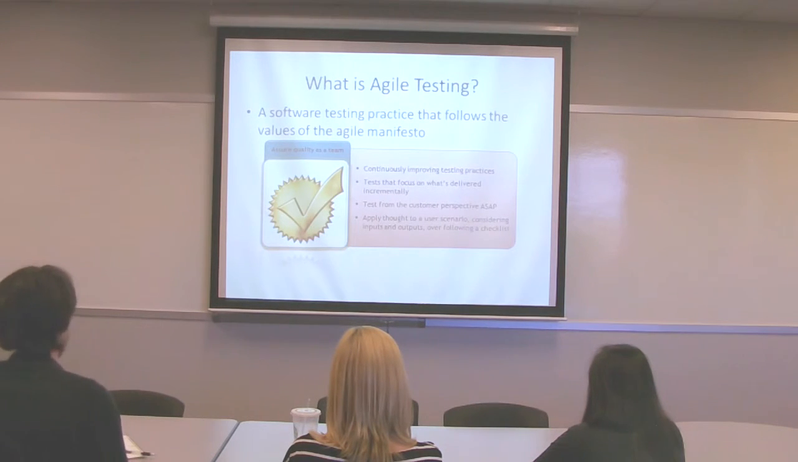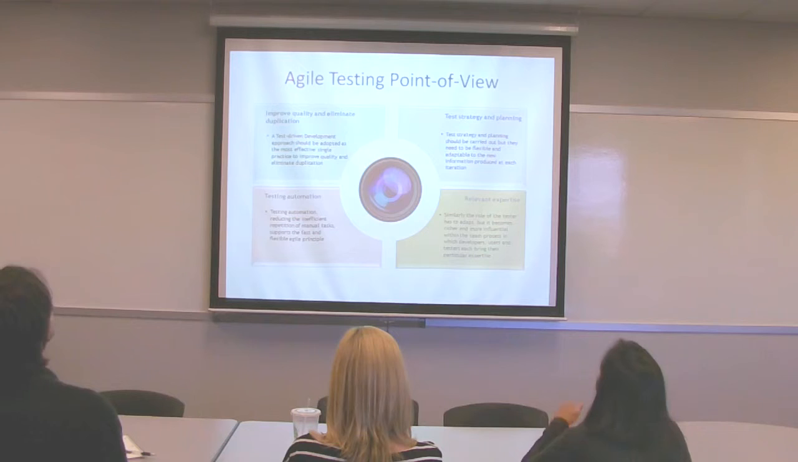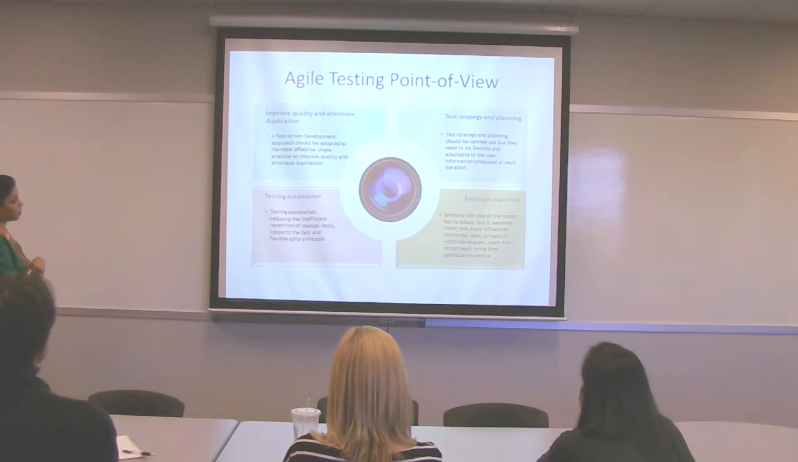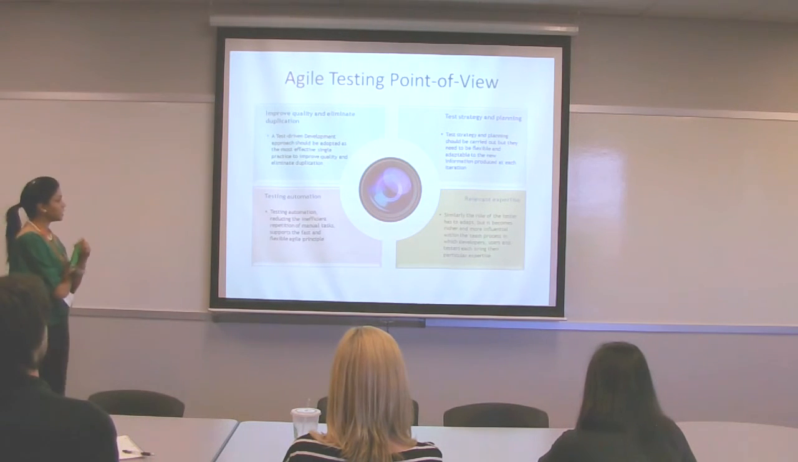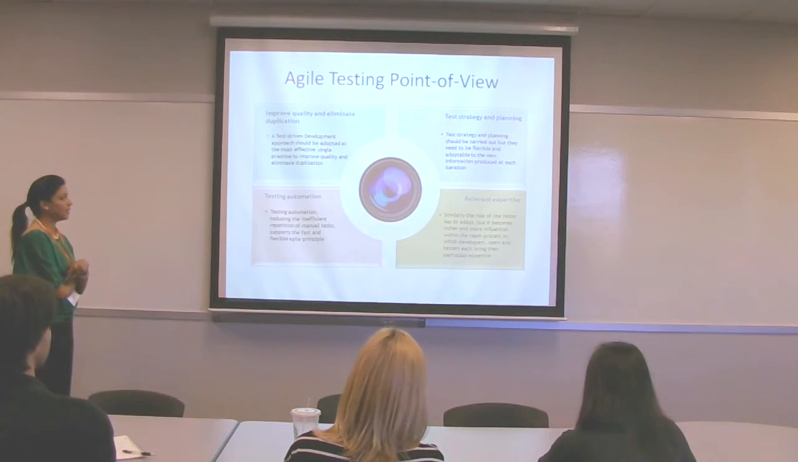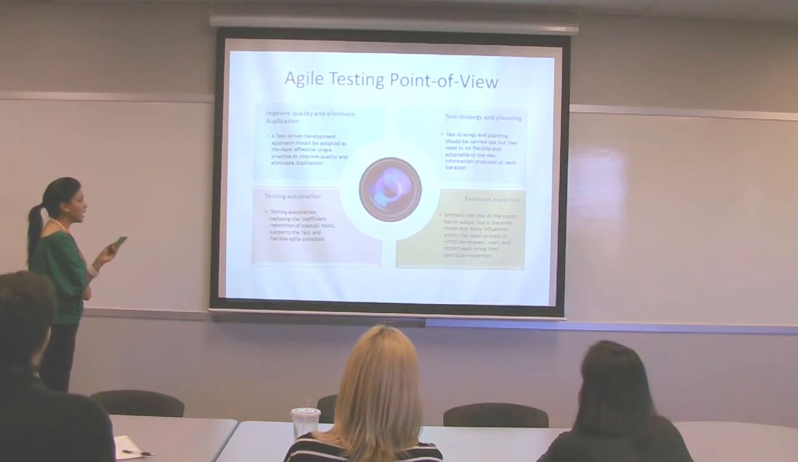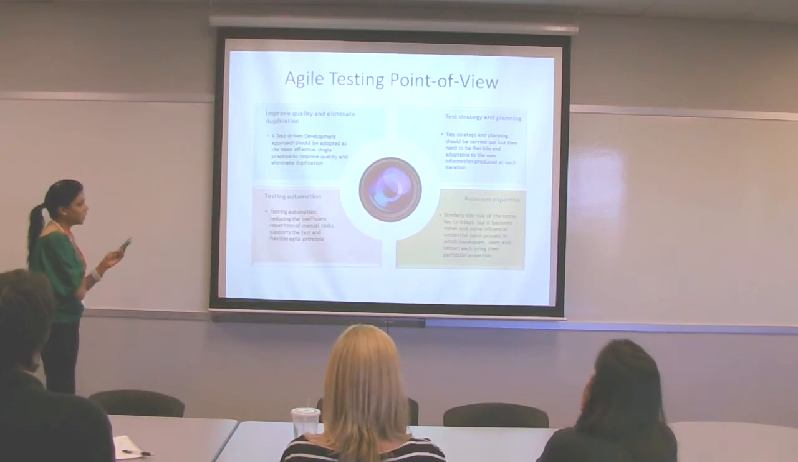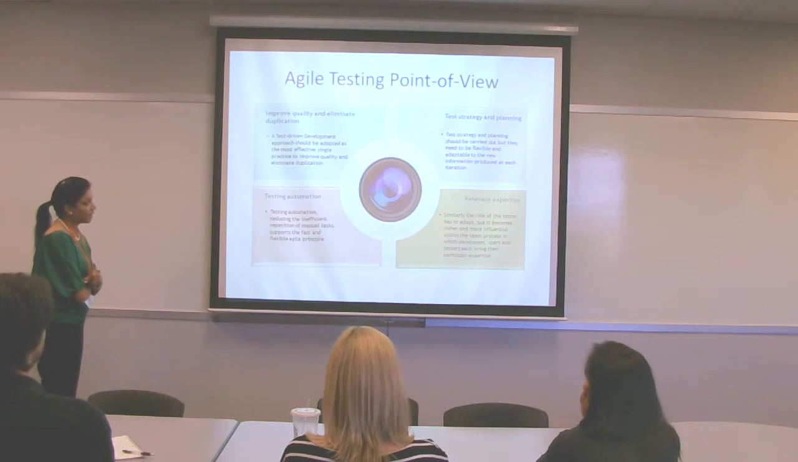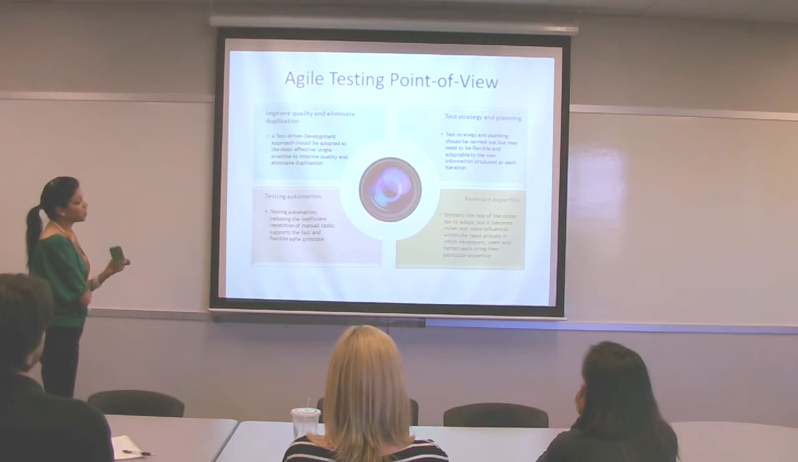Okay, next slide. So from the Agile testing point of view, some of this we've already talked about, so I'll quickly go over this. Improve quality and eliminate duplication. We do that by a test-driven development approach. Test strategy and planning should be carried out, but they need to be flexible and adaptable.